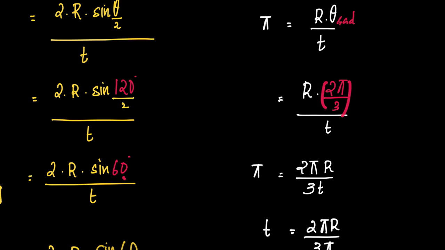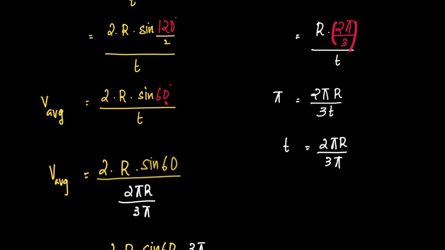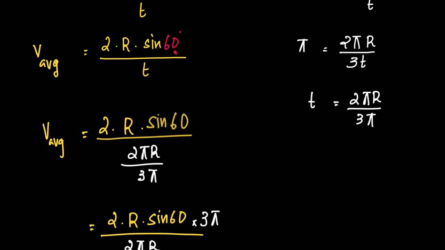Okay, and what is this equal to? This is equal to pi. From this, what is the value of t? t can be written as 2 pi r by 3 pi, by transposing pi, right? And if you closely observe here, v average is equal to 2r sine theta by 2 by t. Since these two expressions are the expressions for velocity for the same object, these two times should be the same, which means I can replace this time by t is equal to 2 pi r by 3 pi.